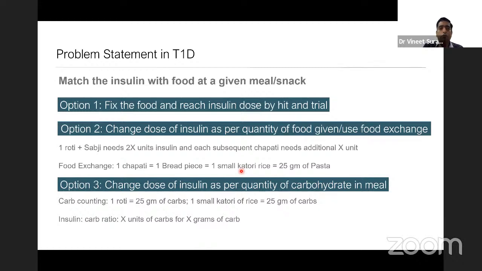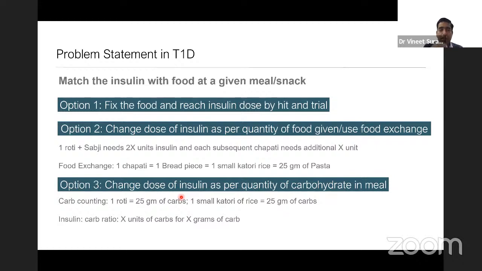Now, how do we know the dose, that this much quantity of carbs will require this much amount of insulin? This is not fixed. Someone can require 1 unit of insulin for 15 grams of carbs, someone can require 1 unit of insulin for 10 grams of carbs, and some may require even 30 grams of carbs for 1 unit of insulin.